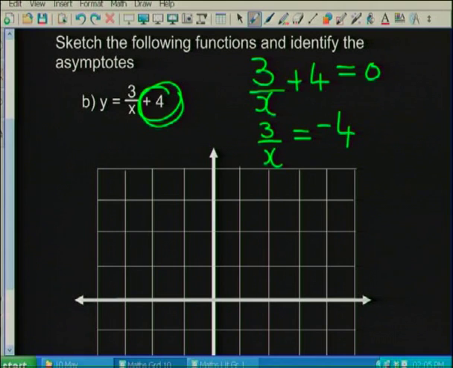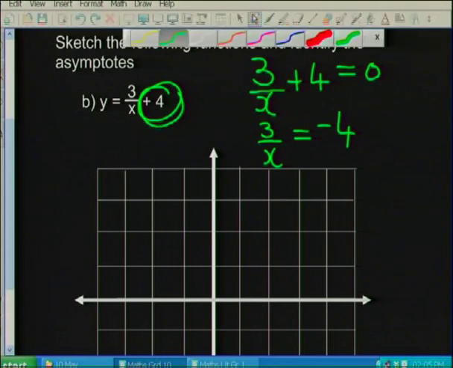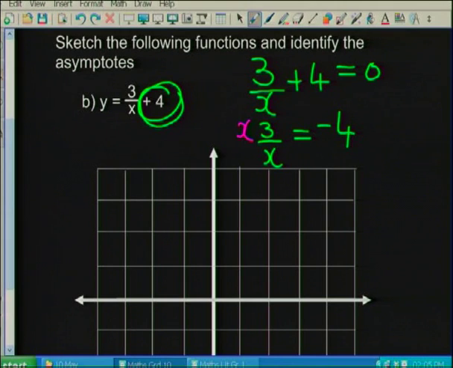I'm now going to multiply my equation through by an x. So let's do that. Times x times x. The x's cancel and I get minus 4x is equal to 3. So x is negative 3/4. So I know that at x equal to minus 3/4, I will have an x-intercept. Right. Again, especially with something like this that gets a little bit more complicated, it isn't a bad idea to use the graphing function on your calculator to come up with some values.